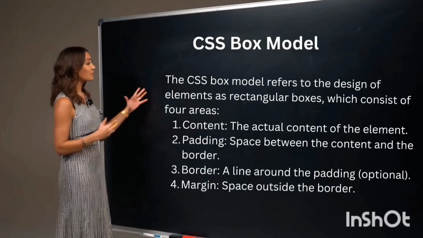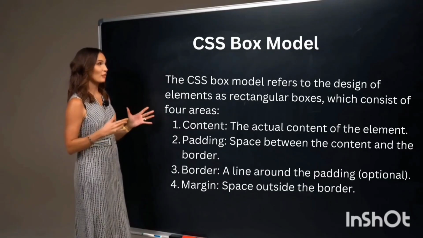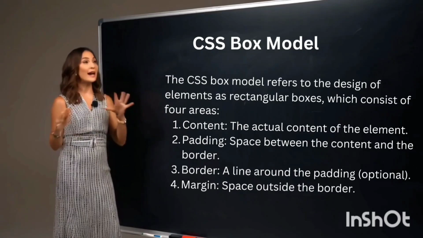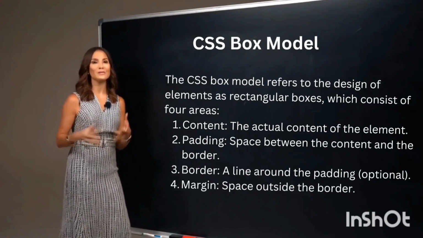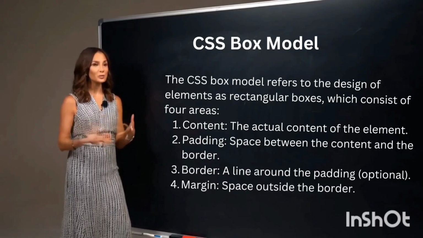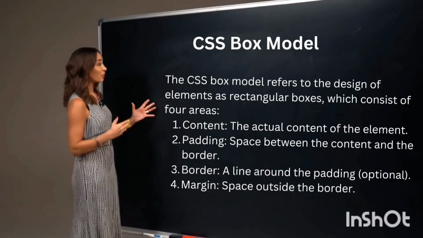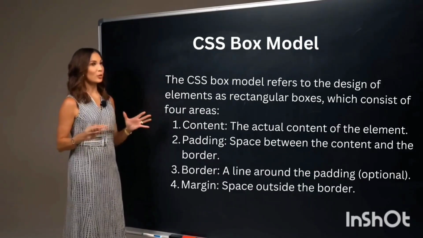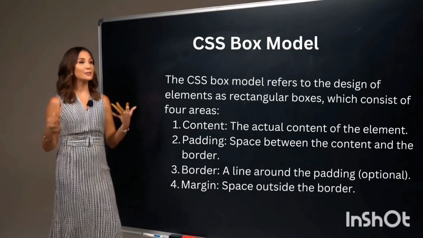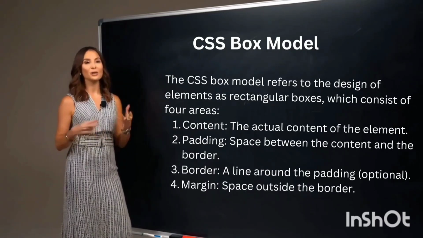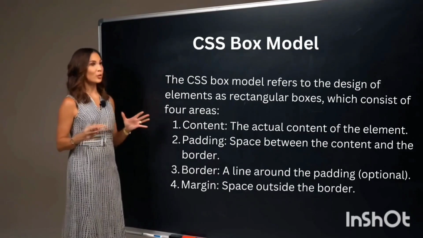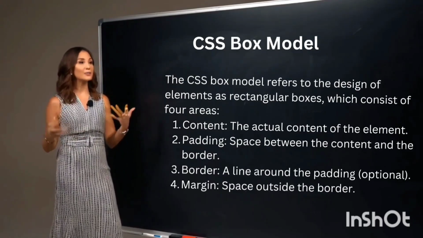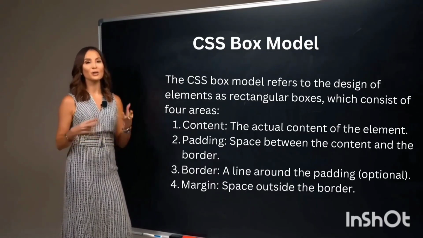The next topic is the CSS box model. What is the CSS box model? The CSS box model refers to the design of elements as rectangular boxes, which consist of 4 areas. 1. Content, the actual content of the element. 2. Padding, space between the content and the border. 3. Border, a line around the padding, optional. 4. Margin, space outside the border.